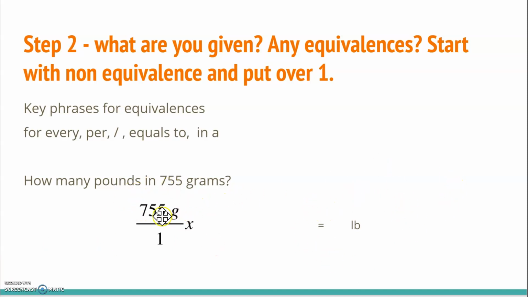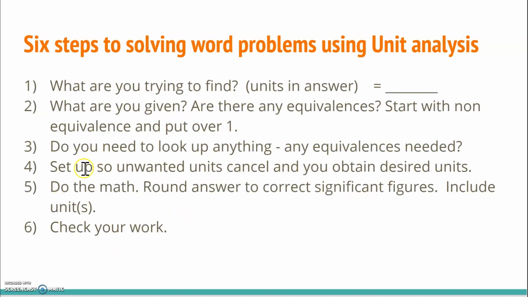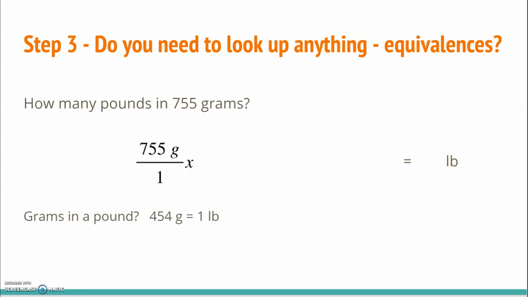And now I have to figure out how I am going to get there. I'm trying to find pounds, and I'm given grams. How do I get there? So now I'm up to step 3. Do you need to look up anything? Any equivalencies needed? Well, yes, I'm going to need to look up something. I'm going to have to look up how grams are related to pounds. I don't expect you to know this off the top of your head, so I looked it up. There are 454 grams equals 1 pound. So I'm going to use this equivalency to help me get my answer.